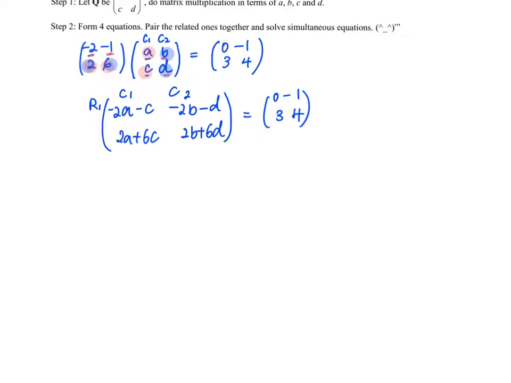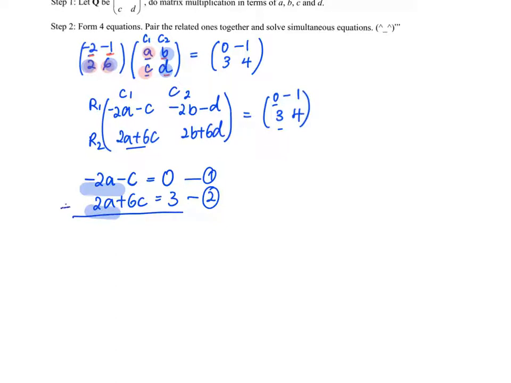I see on the first column itself, I have -2a minus c equal to the number 0. And then I got 2a plus 6c, row 2, column 1, equal to the number 3. So equation 1, equation 2. Now we notice that both of these have the same term: this is 2a and that is also 2a. So what we can do is addition so that it will disappear. Right? So 6 minus c minus c will give me 5c left. 3 plus 0 will be 3. So c will be 3 over 5.